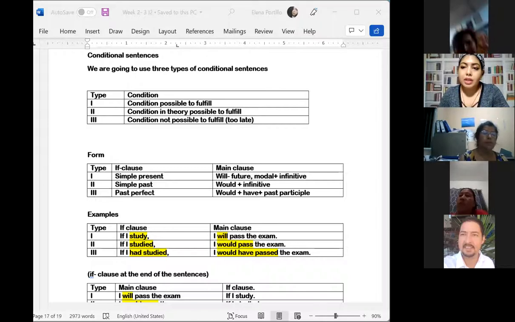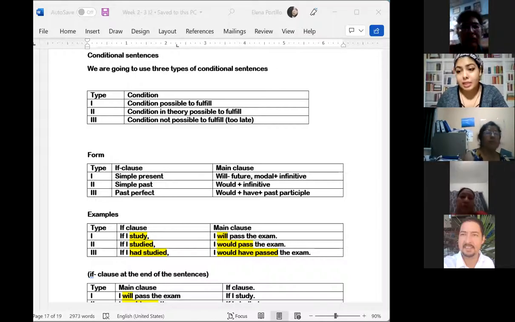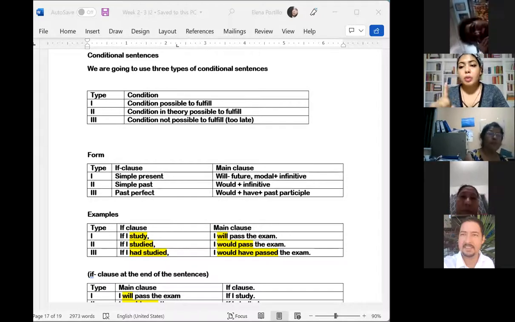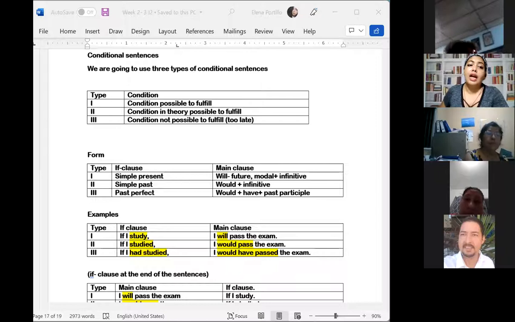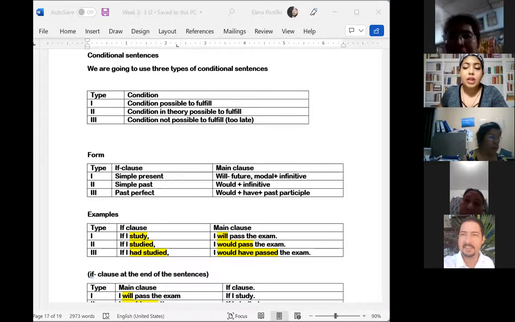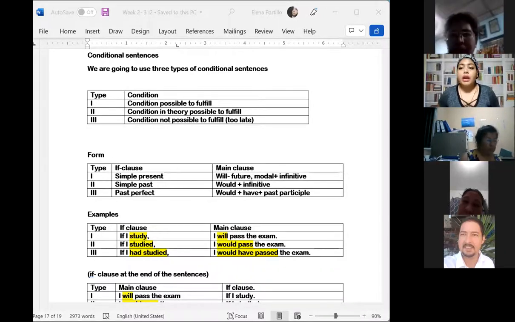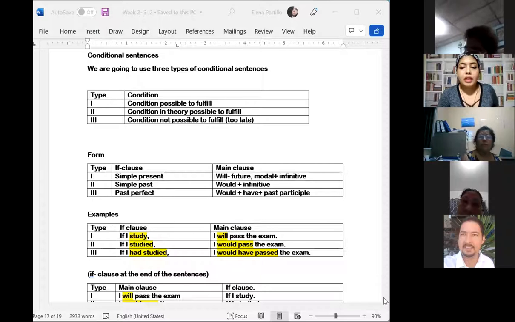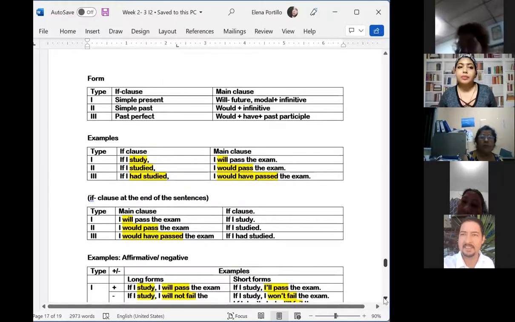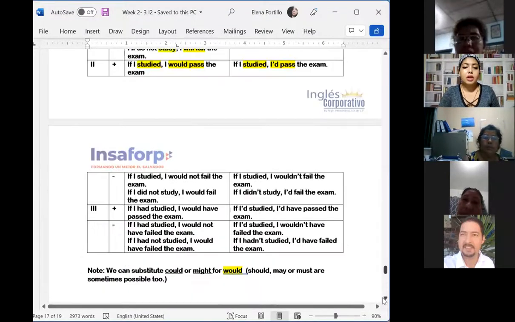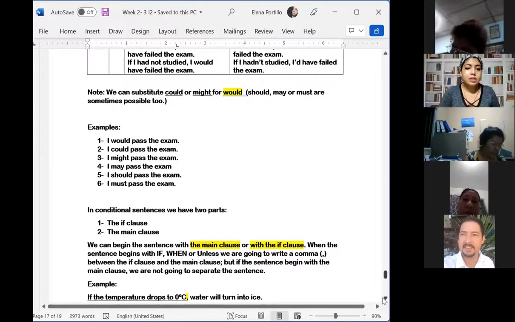So we were talking about the conditional sentences. In the first part, we were saying that we have just three types of sentence using the conditional. But at the end, we were saying that we have four types. We have the zero conditional, and types one, two, and three. We are going to see the zero conditional, then we are going to make the review of the other ones.